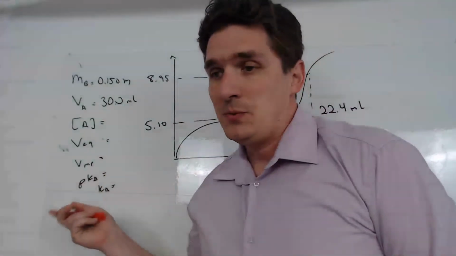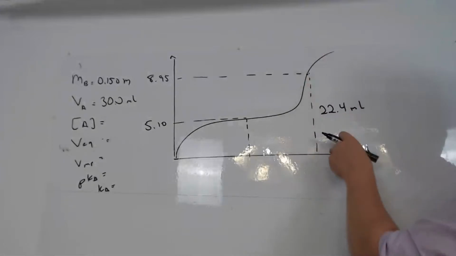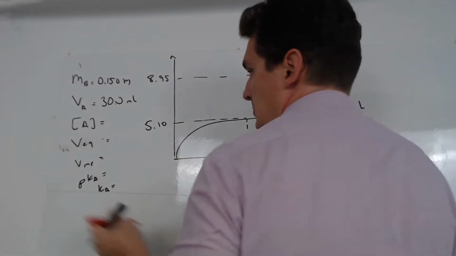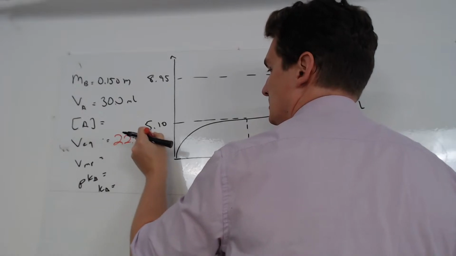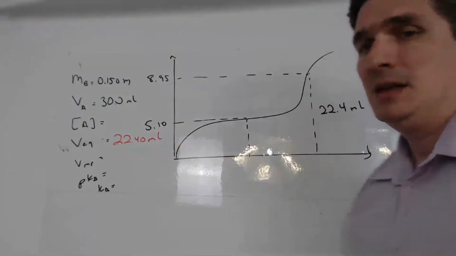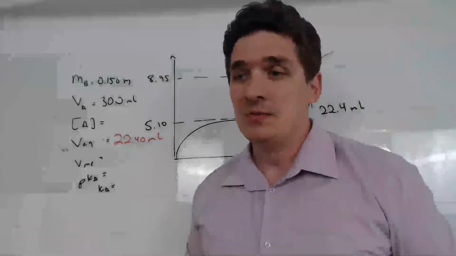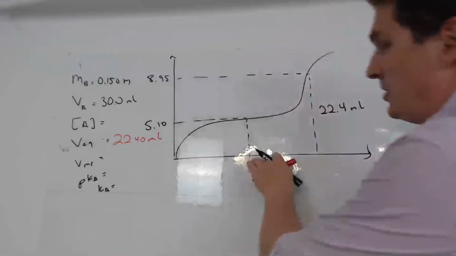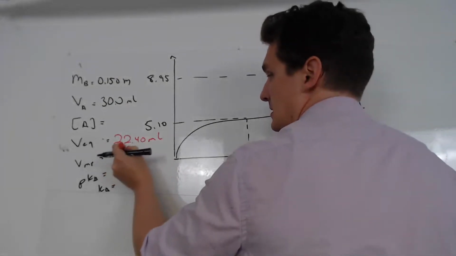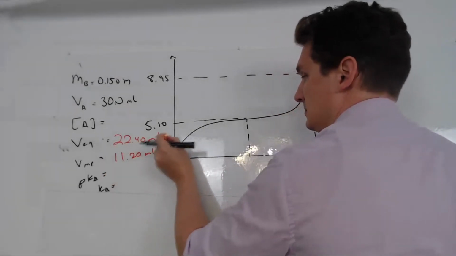So the volume of the equivalence point is really easy. It's whatever volume you're given on this line here. So our volume of the equivalence is 22.40 mL. By definition, and by the way this works, the volume at the midpoint is just half the volume at the equivalence point. So the volume here is 11.20 mL.